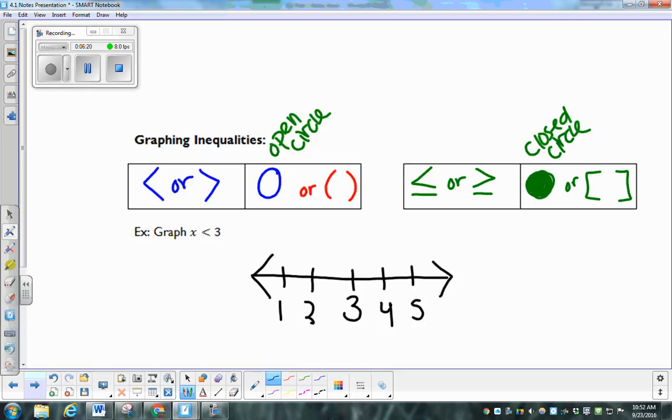So if we look at our inequality here, x is less than 3. There's no little or equal to symbol under that. It's just less than. So we're going to use an open circle here. So I'm going to put an open circle on my 3.